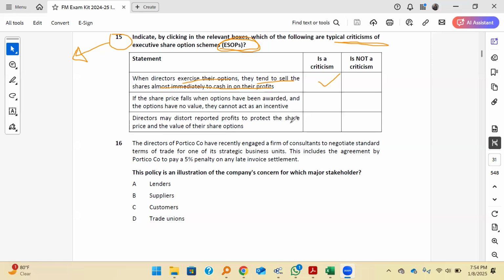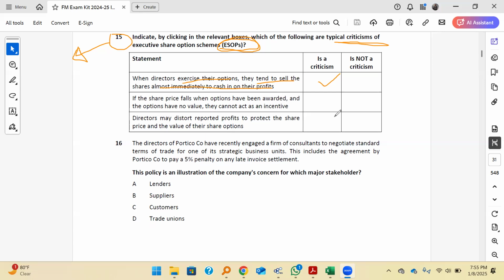Okay. So as we said, when the companies give directors share options, they usually exercise them and sell them immediately. So when they do so, the company doesn't benefit from what the intention was because they are selling them at a cheaper price. Then the share price falls when the options have been awarded and the options have no value. They cannot act as an incentive.